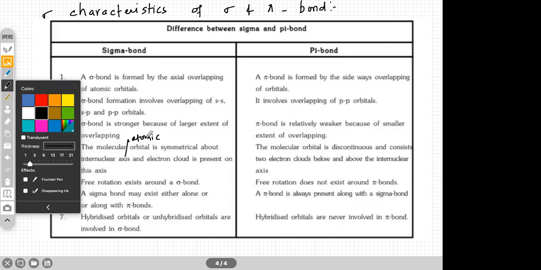Yes, Aditya? Yeah, definitely I'll do molecular orbital theory, but we'll do one by one. Okay? We'll do it today itself.